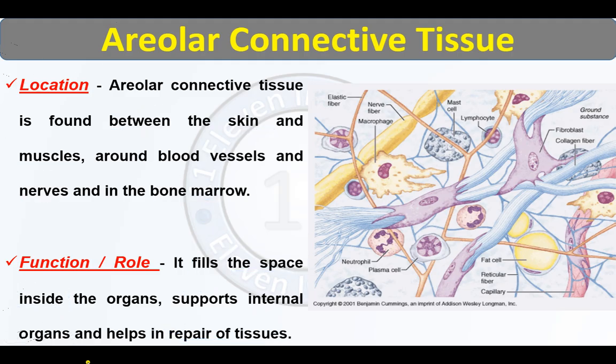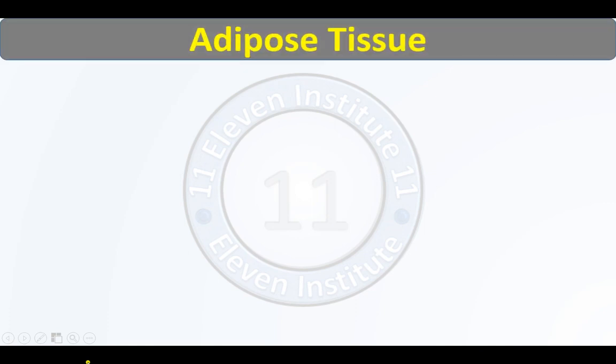Let us now move ahead and see one more type of connective tissue, which is the adipose tissue, also known as fat tissue, because they are made up of fat cells. They are generally responsible for the thickness of our skin, right? If the amount of adipose tissue is more, or if the fat stored inside the adipose tissue cells is more, our skin will appear thick, we will appear chubby, right?